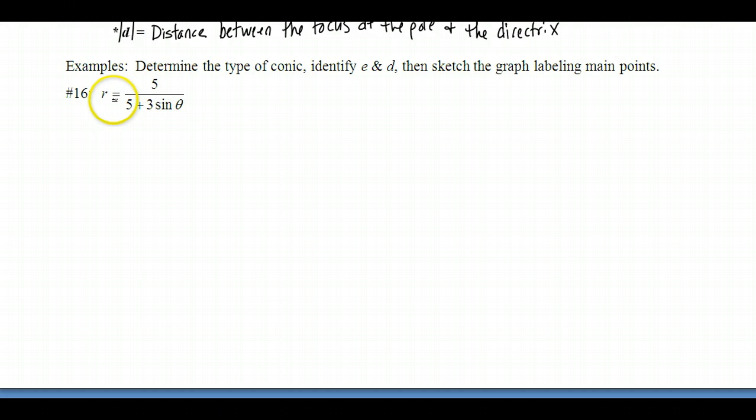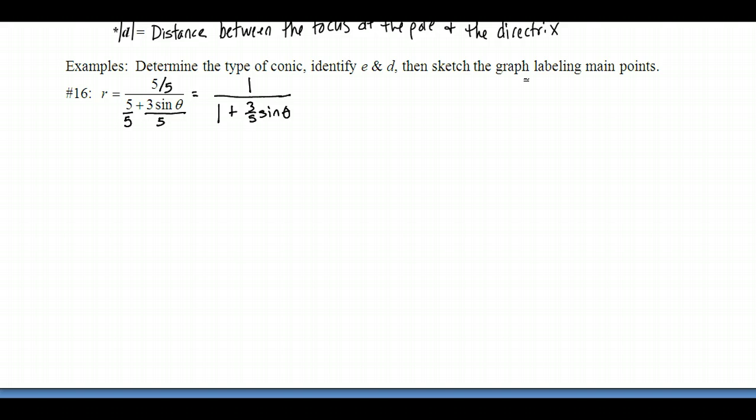So the first thing that we have here, r is equal to 5 divided by 5 plus 3 sine theta. Well, the first thing that you have to do is this value has to be a 1. That's just the equation; it says you have to have a 1 there. So that's always the first thing you want to fix or create. So if I have to divide by 5, we better divide that term by 5 and our numerator by 5. Well, now our denominator is 1 plus 3/5 sine theta, and our numerator is a 1.